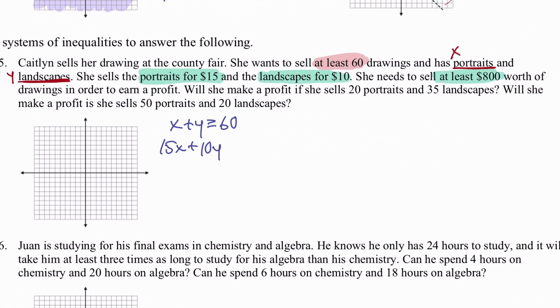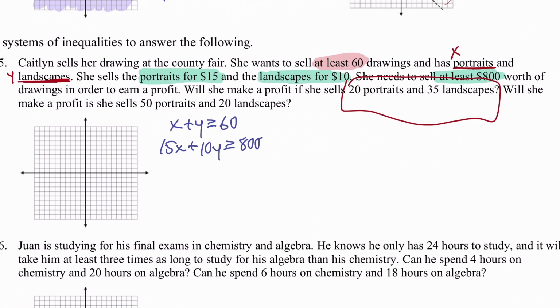If she sells 8 landscapes, that's $80, right? This needs to be at least $800. Okay? I'm not writing a dollar sign, but it's dollars. So, will she make a profit if she sells 20 portraits and 35 landscapes? Well, that's only 55 drawings. So, that's not what she wants, but the question is, will she make a profit?